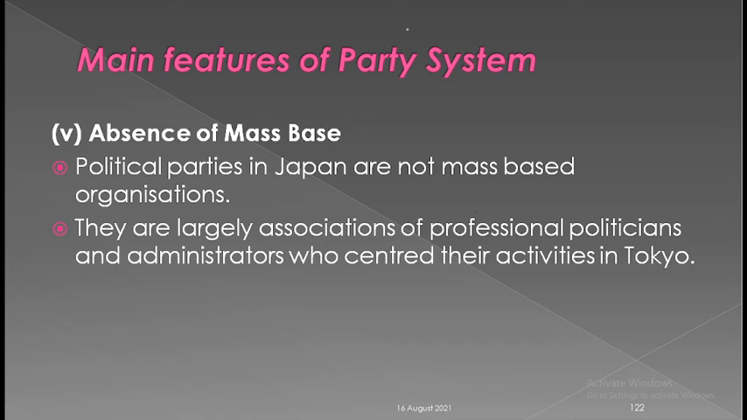Absence of mass base. Political parties in Japan are not mass-based organizations. In other words, political parties are largely associations of professional politicians and administrators who center their activities in Tokyo. Political leaders or politicians are mostly drawn from professional politicians and retired administrators or businessmen or people of influence, who hardly have connection with their local people or constituency people, but rather focus more on power politics at the capital, Tokyo.